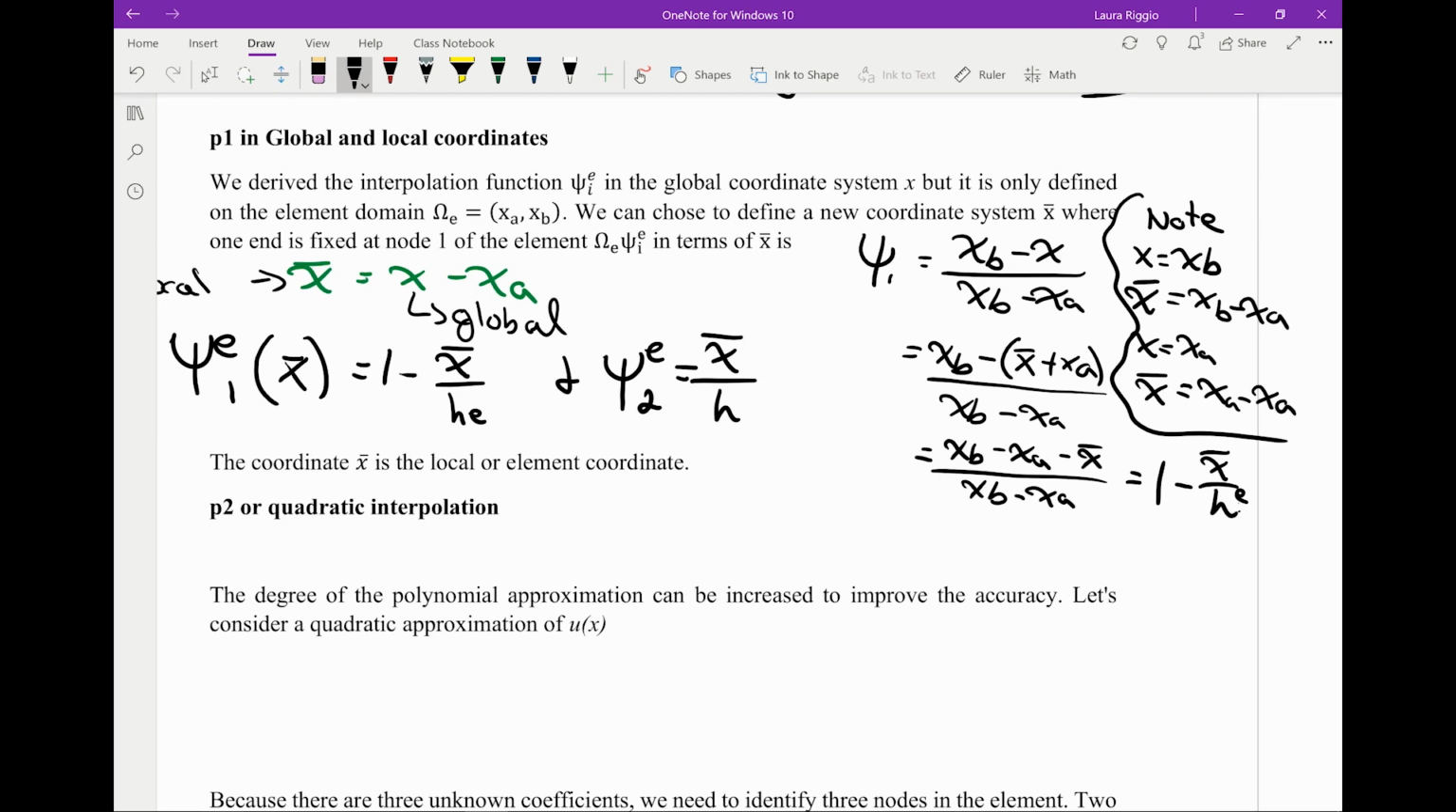Next, we're going to look at quadratic interpolation. That will be our next video. It's very similar to linear, but it's quadratic, so it's a little more involved.